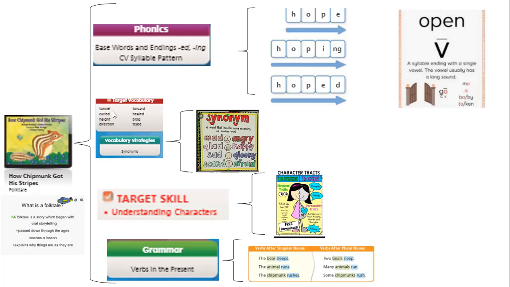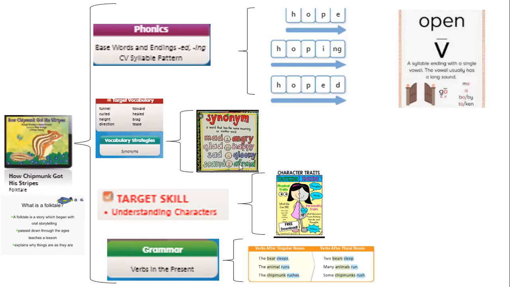You have your target vocabulary that goes along with our story: tunnel, curled, height, direction, toward, healed, brag, and tease. Those words you'll be learning more about, and they will be found in your story. You're also going to do this vocabulary strategy for synonyms. Synonyms are words that mean the same or close to the same, like mad and angry, glad and happy, sad and gloomy, scared and afraid.